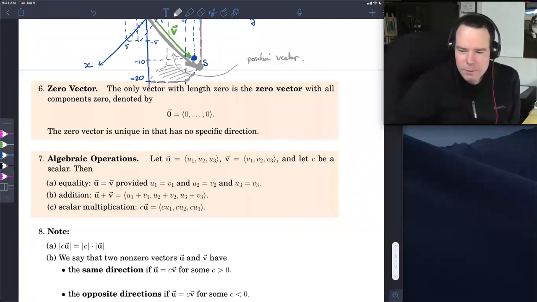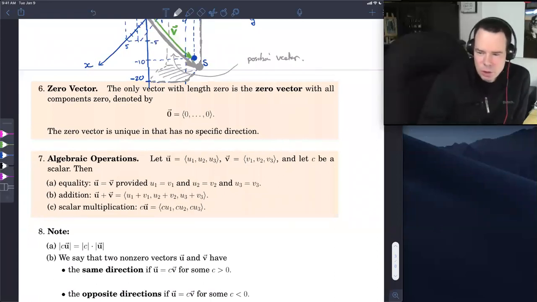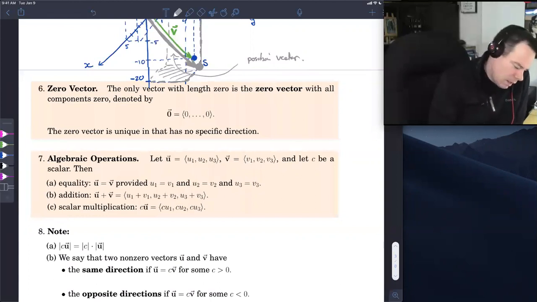The first thing to note is, when are two vectors equal to each other? Here I've phrased it in terms of 3 dimensions, but it can be for any dimension. It just changes the number of components we have. Two vectors are equal if each of their components are equal. So if u1 is equal to v1, the x components are equal, the y components are equal, and the z components are equal. That's what it means to be equal as vectors.